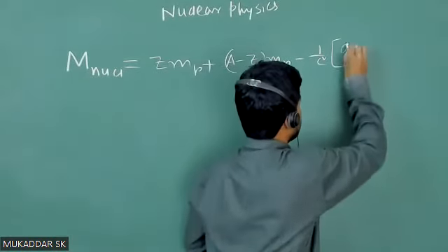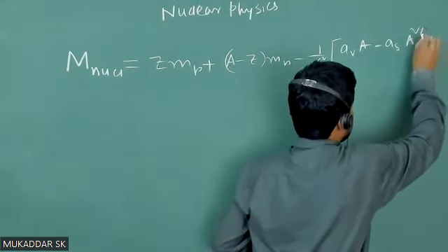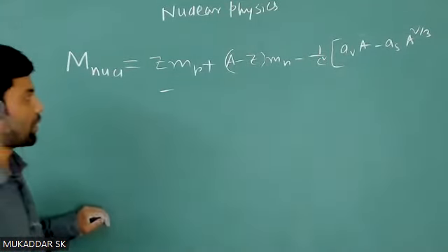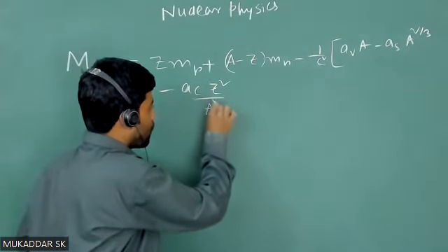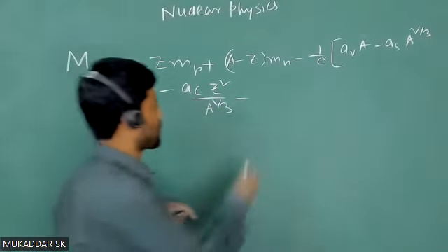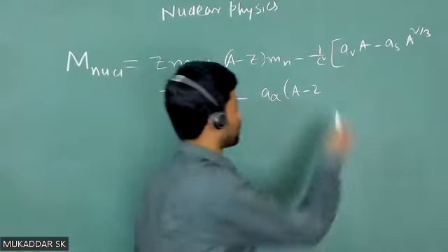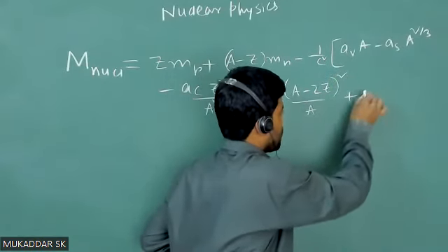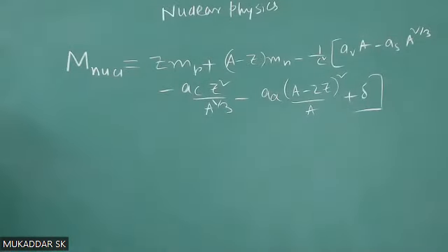Then you have a_V into A minus a_S A to the power 2 by 3, right? And then you have a Coulomb energy term, a_C Z squared by A to the power 1 by 3, minus a_A (A minus 2Z) whole squared by A, and then you have a pairing term. So this will be the mass of a nucleus according to the liquid drop model, and this is called the semi-empirical mass formula.